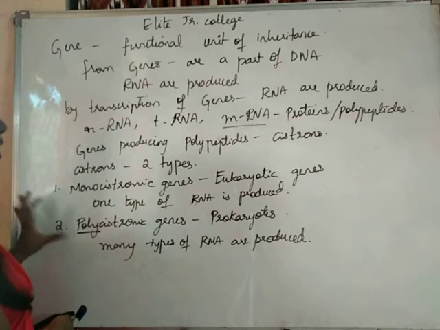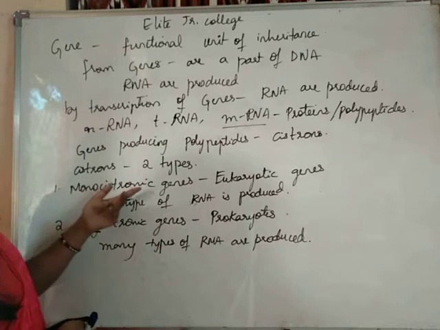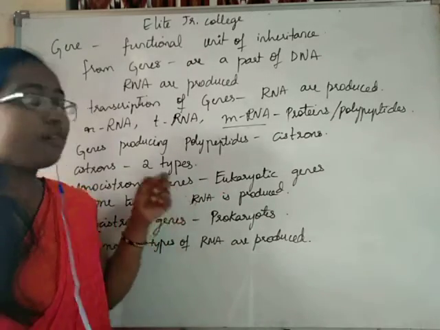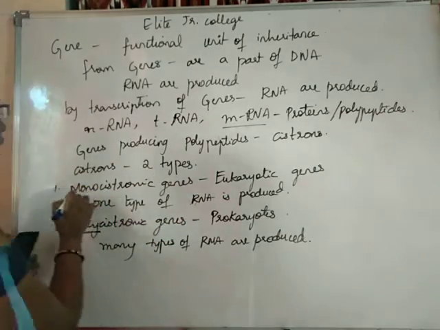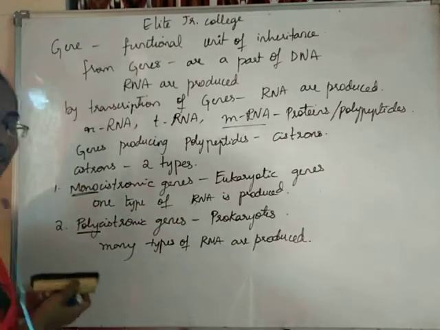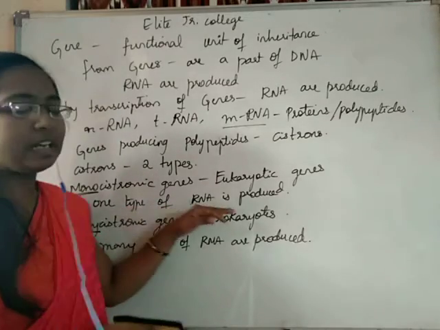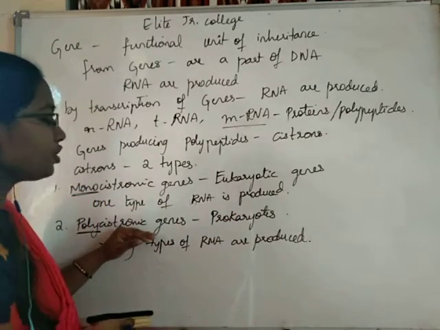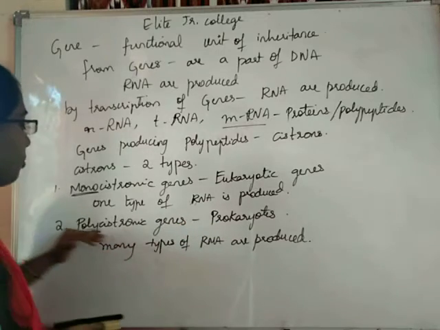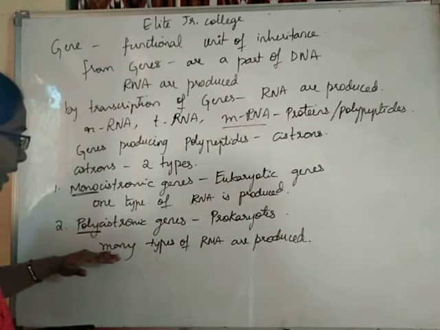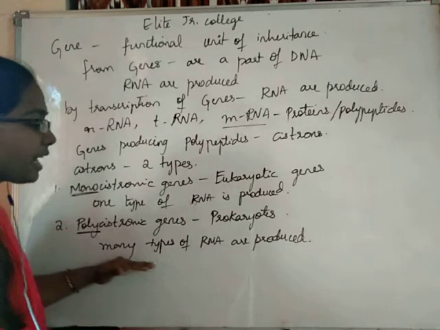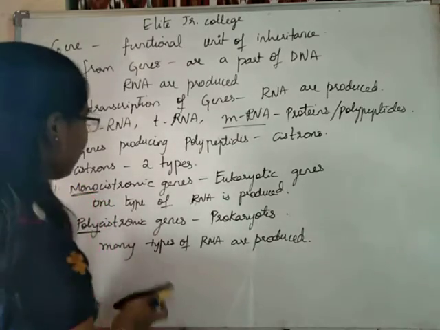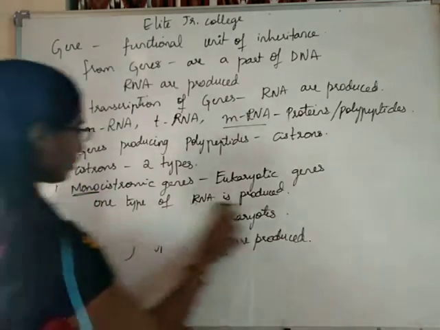Monocistronic genes are actually eukaryotic genes. Look at the word mono: it indicates that only one type of RNA is produced from them. Whereas polycistronic genes are found in prokaryotes, and poly indicates many. From these genes, many types of RNA can be produced. Let us learn more about these genes.